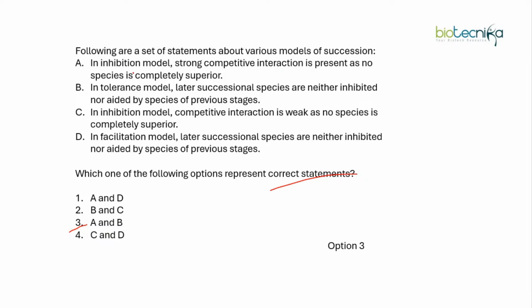And next, in tolerance model, later successional species are neither inhibited nor aided by species of previous stages. That is tolerance model. So anyone can come and colonize. If you find the area suitable for your colonization, you can colonize and expand your population. The others will have a lower number in their population. Again, when the others find a place which is suitable for them, they will go and colonize that area and they will become dominant over there. So it is like neither is inhibited nor aided by the previous one.